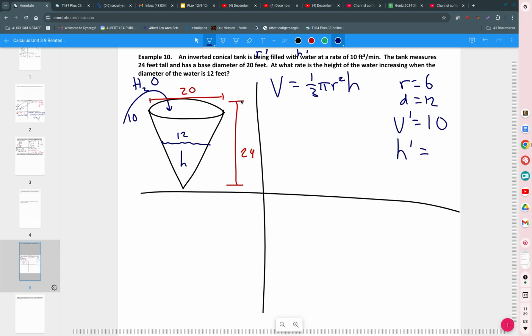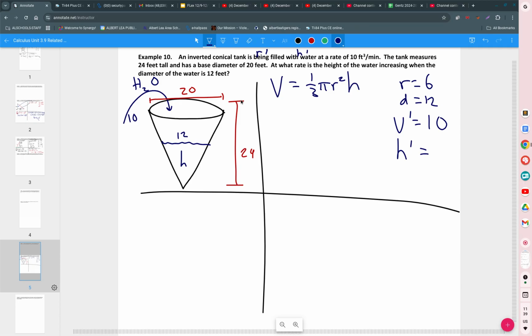What can we do to get rid of r? We've talked about this. Plug in r, d times 1/2. That's a great idea, but then we would come up with d, and we got no way of calculating d prime. Isolate it and then plug in the r. How? You divide it by 1/3 pi h. Okay, excellent idea, but that's circular. Don't we have r? Can't we plug in the 6? Is r changing? As you're filling water, is the radius of water changing? Yes. Oh, so you can't plug it in.